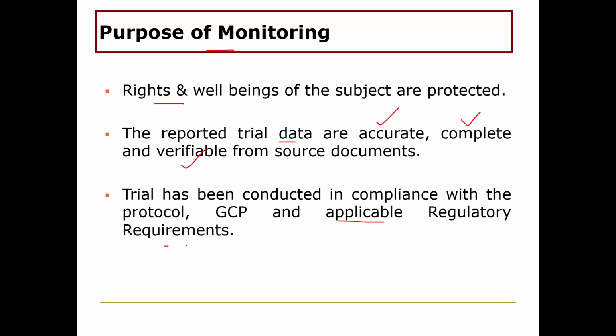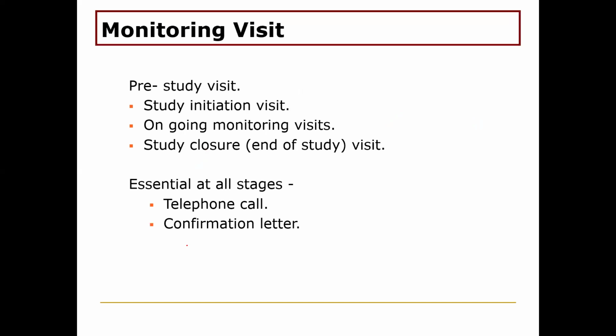Now, one example: if there is a serious adverse event, as per regulatory requirement, you have to report within 24 hours. That is a regulatory requirement. So they will check when it was reported, when the investigator was informed, and when they reported to the regulatory body. Is it within 24 hours? If not, that means they have not followed it, they are non-compliant. So they will check everything.